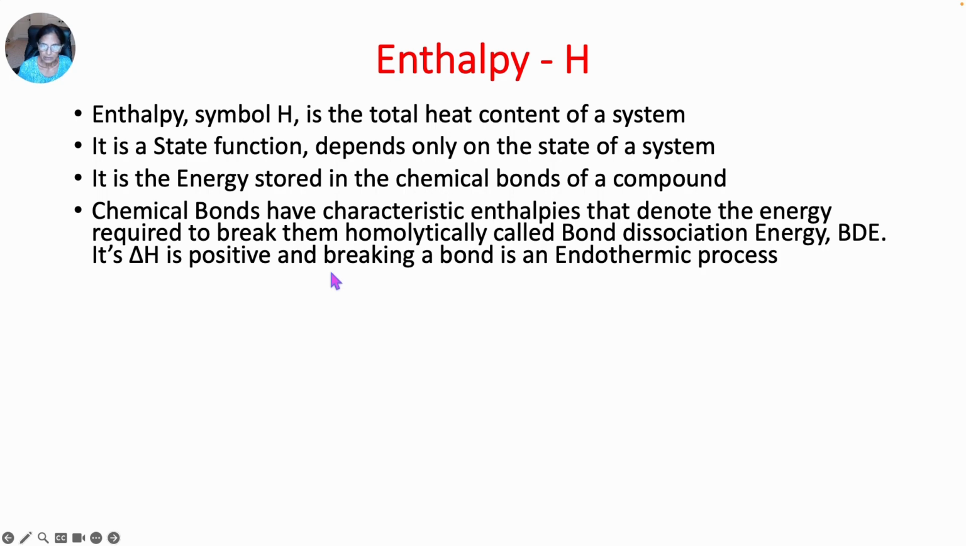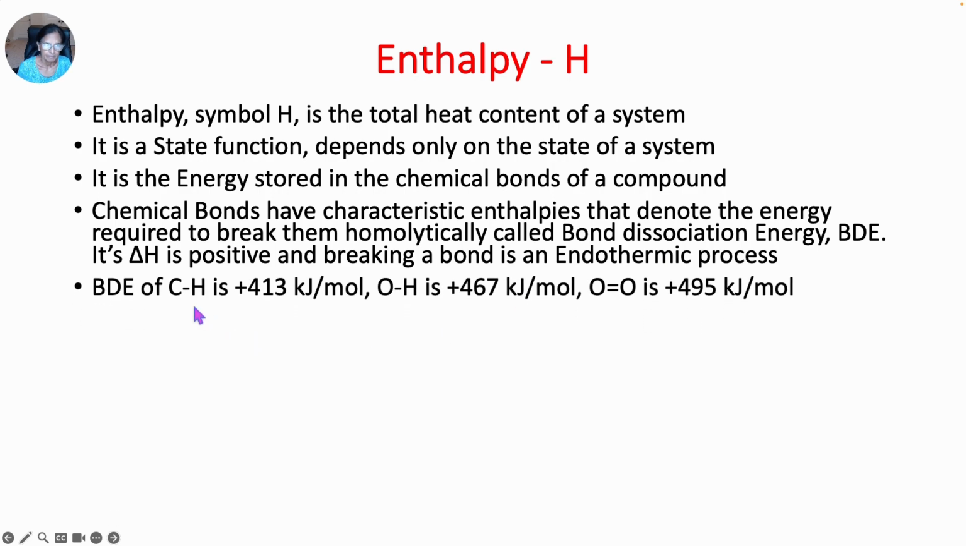Chemical bonds have characteristic enthalpies that denote the energy required to break them, homolytically called bond dissociation energy, BDE. It is a delta H value and that is positive, and breaking of a bond is always an endothermic process. BDE, bond dissociation energy of CH single bond, is plus 413 kilojoules per mole, and OH bond is plus 467 kilojoules per mole, and O double bond O is plus 495 kilojoules per mole.